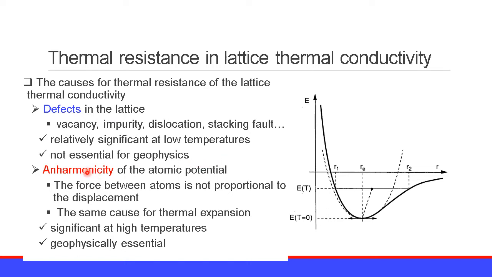The other cause is the anharmonicity of the atomic potential. This figure shows the anharmonicity of atomic potential. The horizontal axis shows the atomic distance and the vertical axis is the atomic potential. At the bottom of the atomic potential, this curvature can be approximated by a parabola. This is regarded as a harmonic potential.